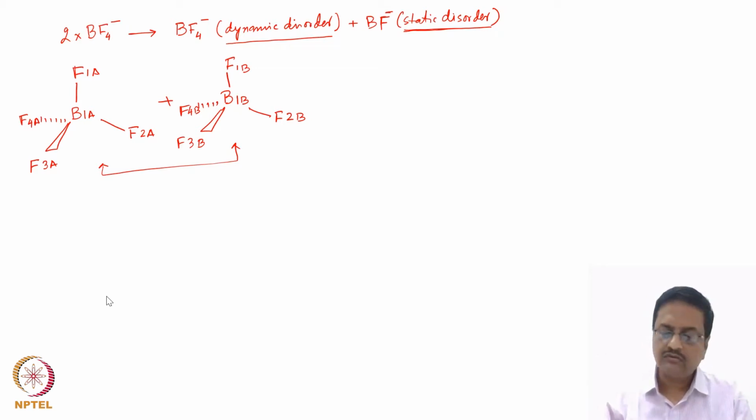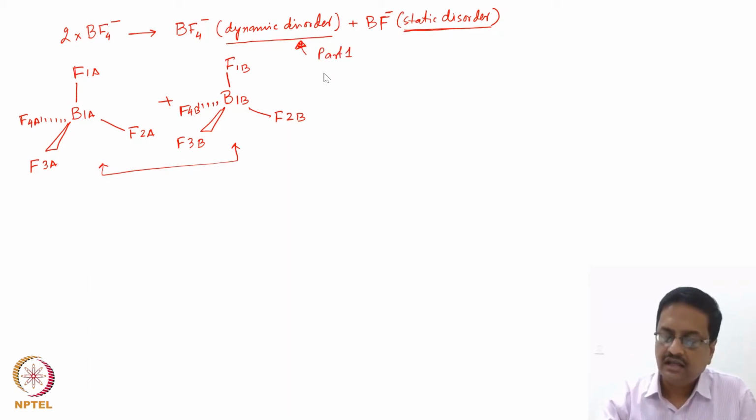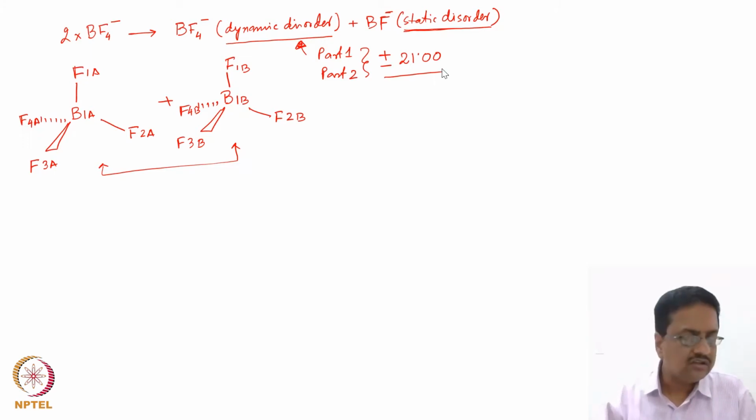So remember, we already have this dynamic disorder. So we should treat this dynamic disorder as, suppose, part 1 and part 2, and we assign the occupancy parameter as plus minus 21.00, as we had discussed in the previous class. So now in today's class, we will talk about the static disorder, how to treat this.